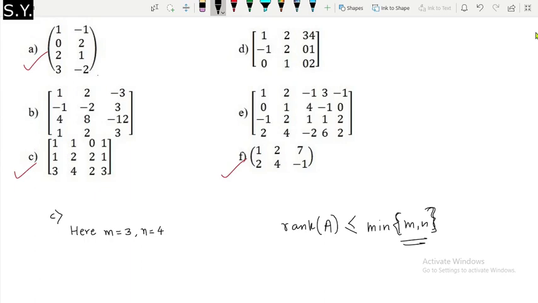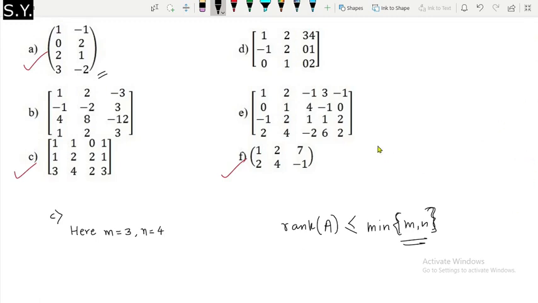Now if we look at example A, there were 4 rows and 2 columns. Then which one is simpler to find, row rank or column rank? Naturally finding column rank is easier because only 2 columns are there. So just see which one is minimum, rows or columns. If columns is minimum, then you find column rank. If rows is minimum, then you find row rank, and that is going to give you the rank of the matrix.